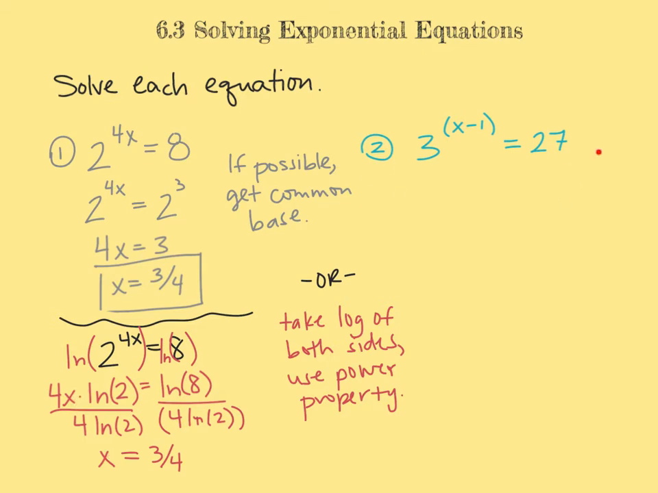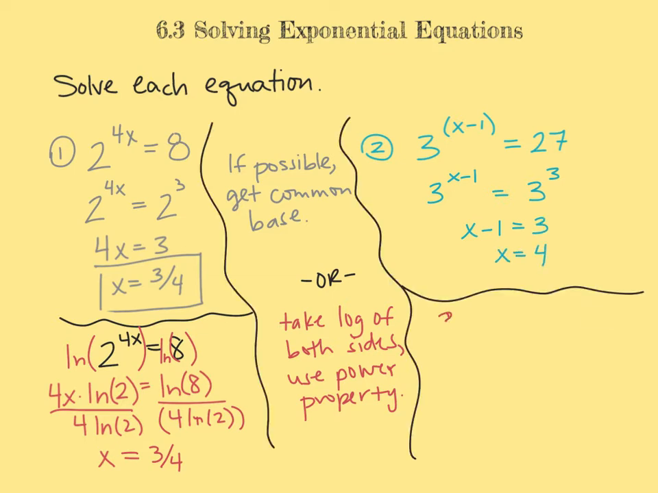Let's take a look at number 2. Is this one where we can get a common base? Yes, we can actually write both of these bases as 3. This is already written as 3, and 27 is 3 cubed. So we can rewrite as 3 to the x minus 1 equals 3 to the third. Once we have a common base, we can just set the exponents equal to one another. So we have x minus 1 equals 3, x equals 4.